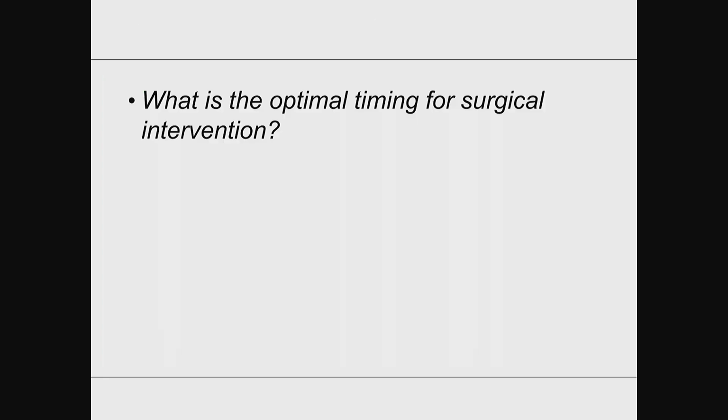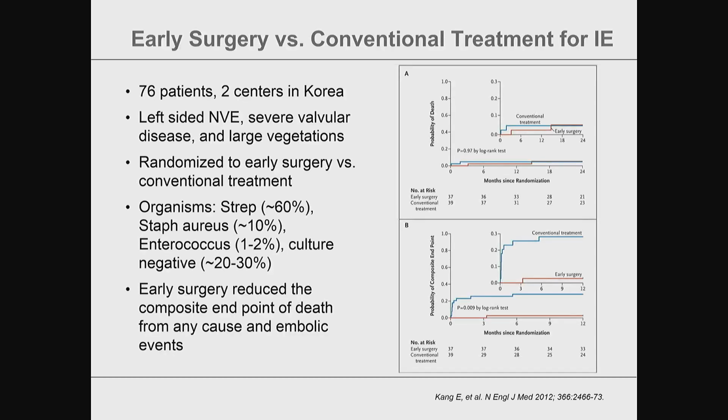Well, so now, when should we recommend surgical intervention? Do we know what the optimal timing is? The short answer is no, we don't. But I will take us through a study that attempted to look at this. So there was a study that was published involving 2 centers in Korea in 2012 in the New England Journal of Medicine that looked at early surgery versus conventional treatment for endocarditis.